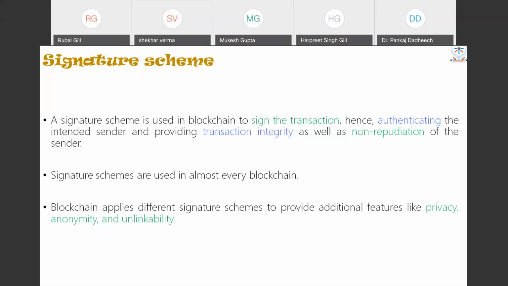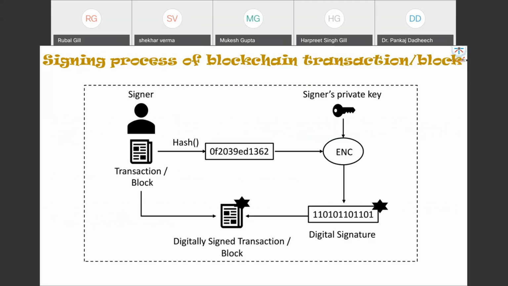And since I'm encrypting the hash value, the transaction integrity is maintained. Since nobody else can create a signature without having the private key, I cannot deny tomorrow that I have signed it. So that's non-repudiation. So I'm able to achieve privacy, anonymity, and unlinkability. How do I do it?